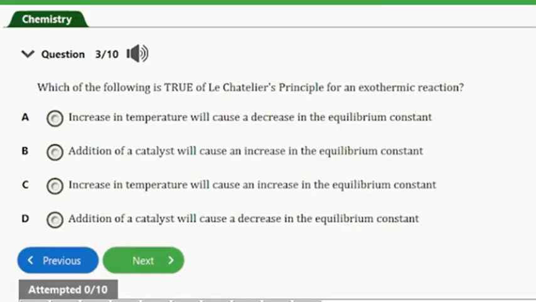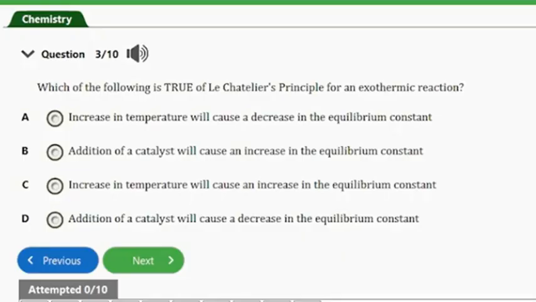Question number 3. It says, which of the following is true of Le Chatelier's principle for an exothermic reaction? A, increase in temperature will cause a decrease in the equilibrium constant. B, addition of a catalyst will cause an increase in the equilibrium constant. C, increase in temperature will cause an increase in the equilibrium constant. D, addition of a catalyst will cause a decrease in the equilibrium constant.